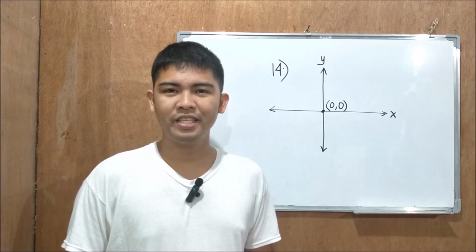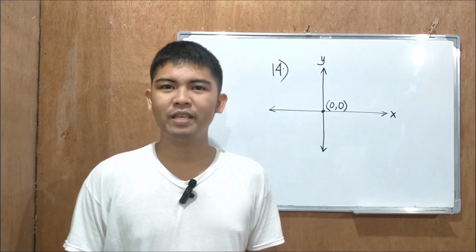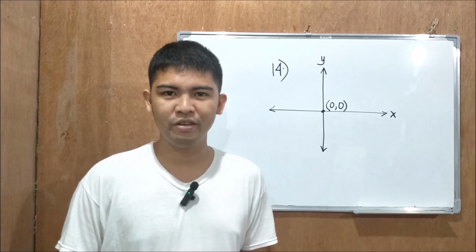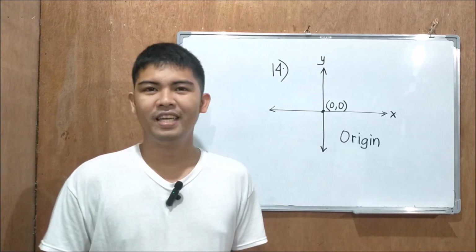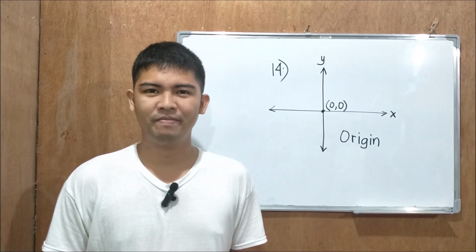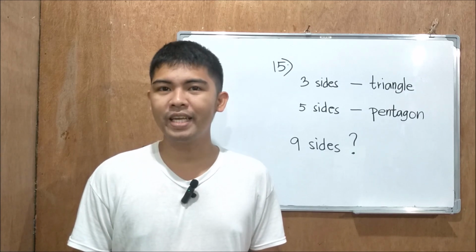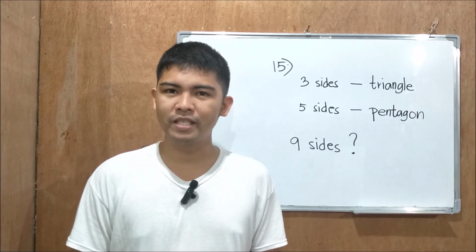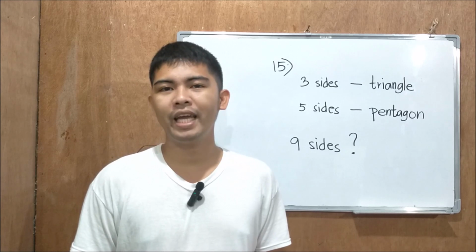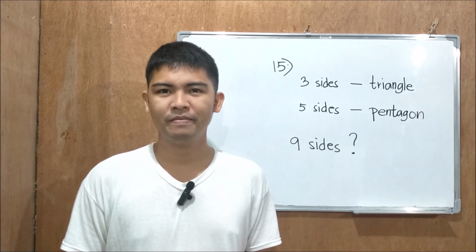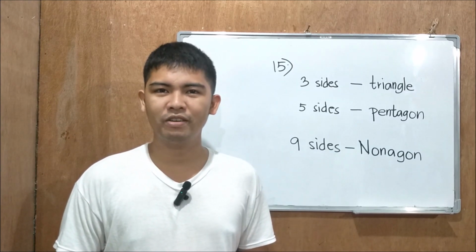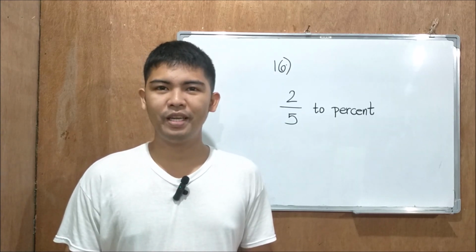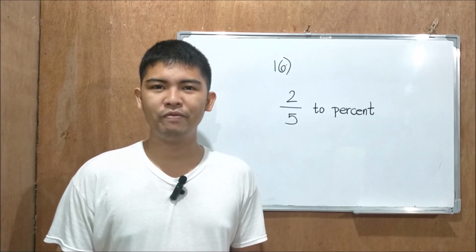Next question. Sa Cartesian plane, unsay tawag sa point nga naay coordinate nga 0, 0? Ang answer is origin. Kung ang triangle naay 3 sides, ang pentagon naay 5 sides, unsa may tawag sa polygon nga naay 9 sides? Ang answer is nonagon. In number 16, i-convert ang 2/5 into percent.